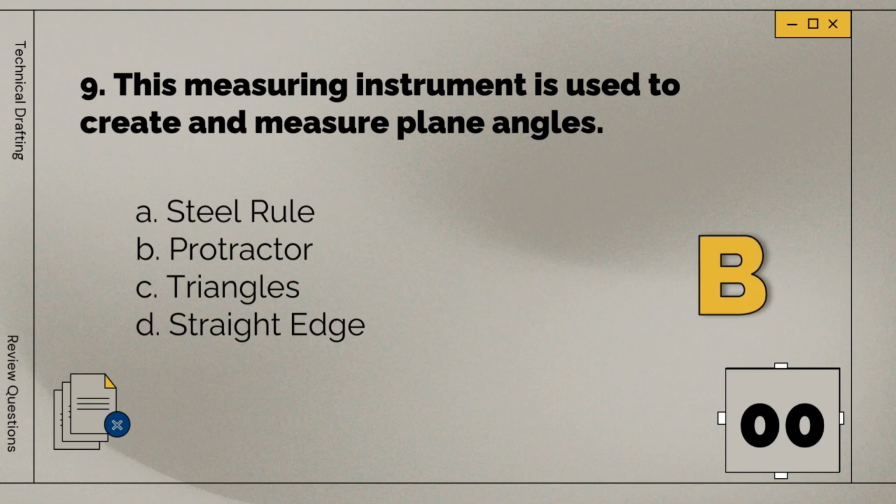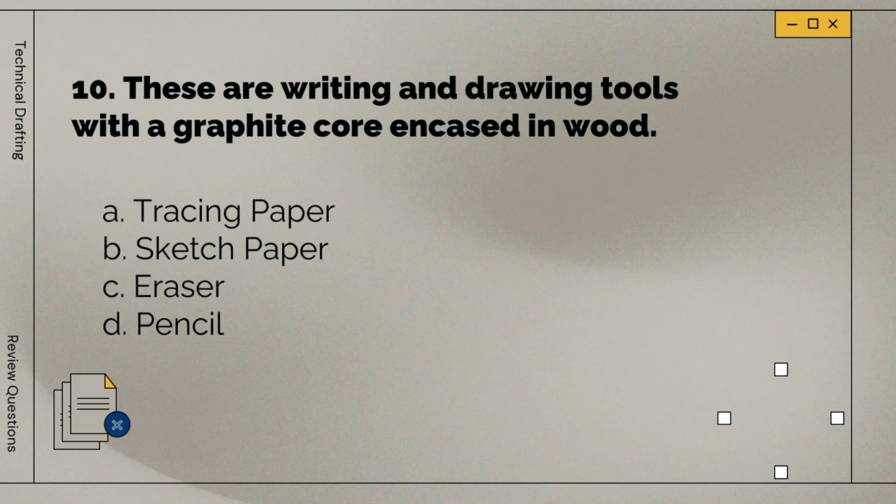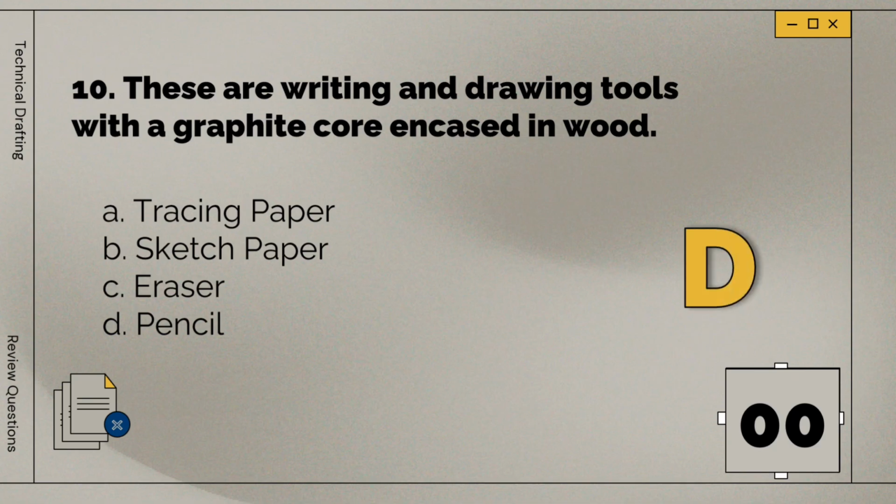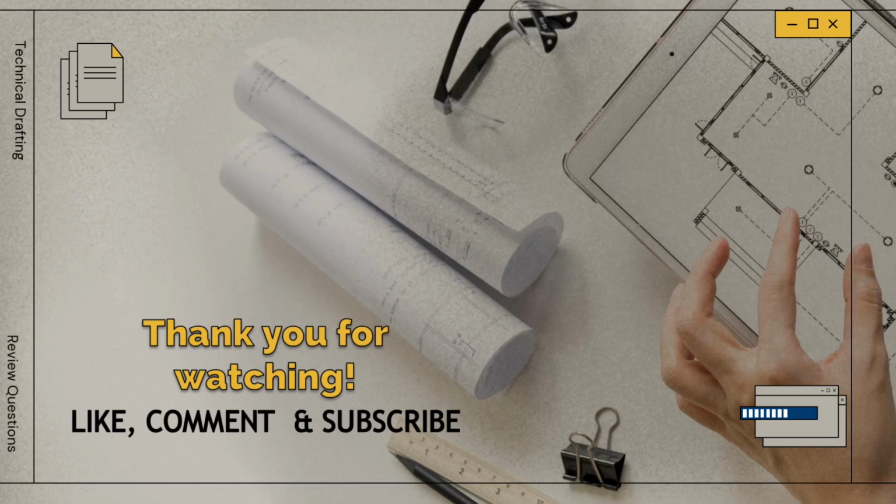Protractor. Last question, number 10. These are writing and drawing tools with a graphite core encased in wood. The correct answer is letter D. Graphite pencil to be specific. That is all for this video.